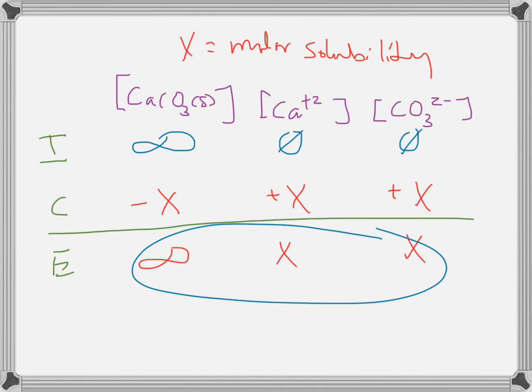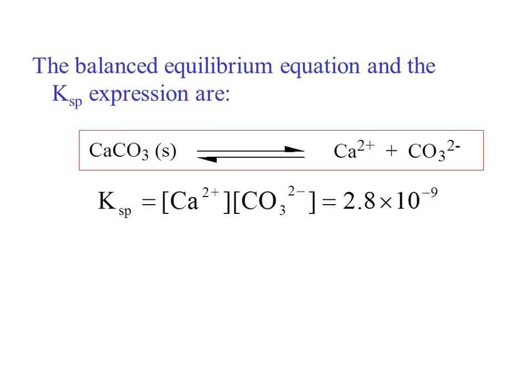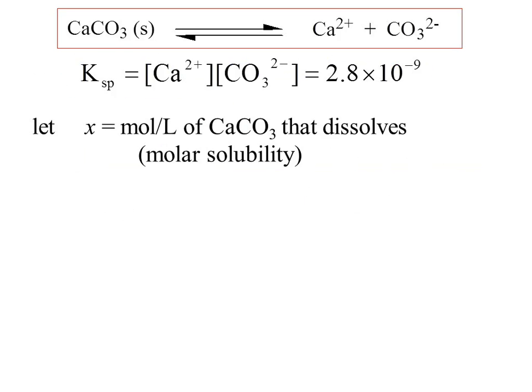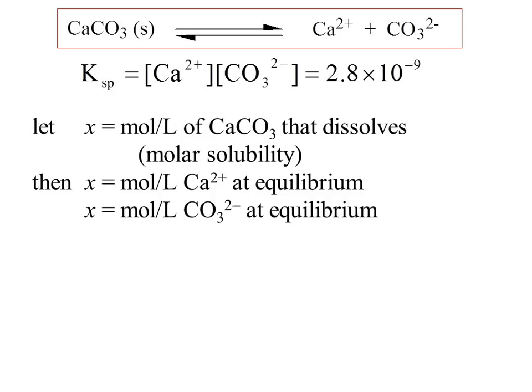But now I can substitute these X's back into my KSP expression. And that's exactly what I'm going to do. So let's see what my builds do. Okay, so this is without an ice table. I think a few slides from now I can use the ice table for the same problem. But if we let X be equal to the amount of the solid calcium carbonate that dissolves, then at equilibrium, X will also be equal to the molar concentration of your calcium cation because it's a ratio of 1 to 1, and also the molar concentration of your carbonate ion.